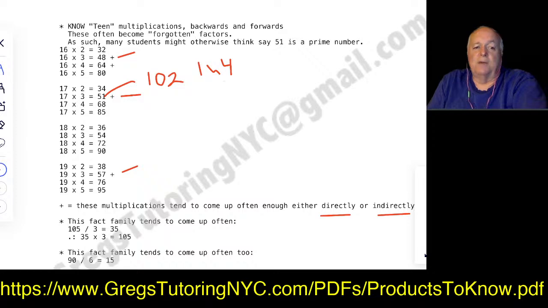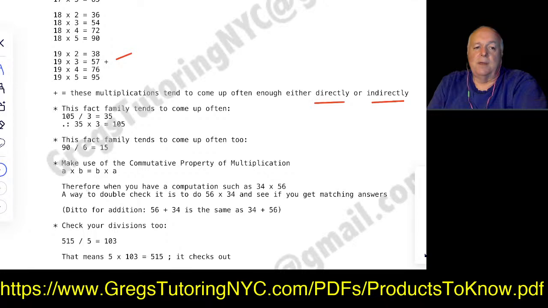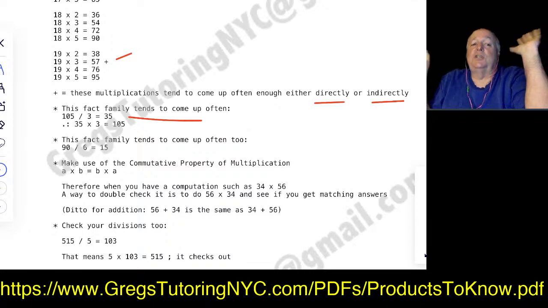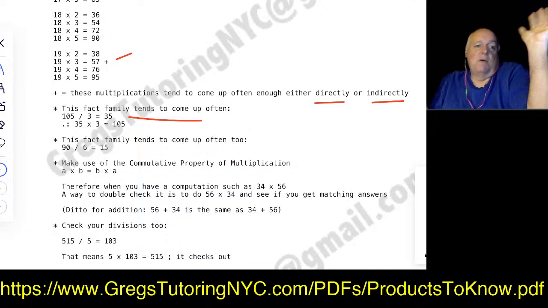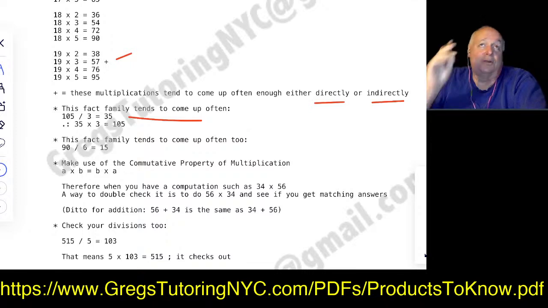Another thing that comes up often, a fact family, is 105, 3, and 35. That comes up a lot. And again, it could be 210. If it's 210, you know it's either 70 times 3, or 35 times 6, or somehow involving those numbers, okay? And most likely it's related to a triangle or something like that, okay? Or the area of something.